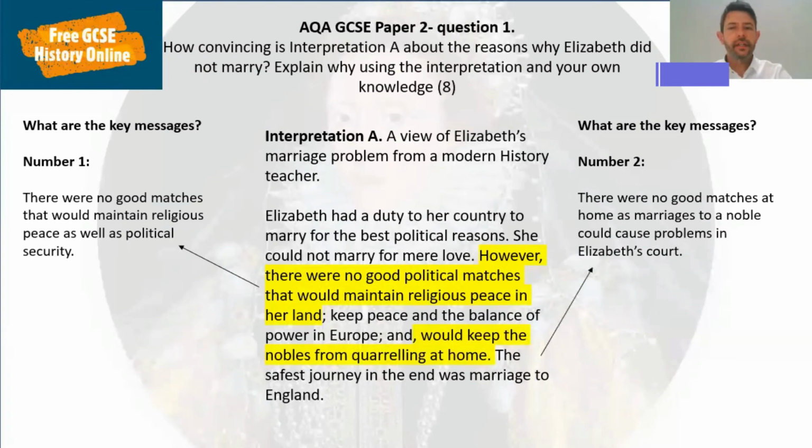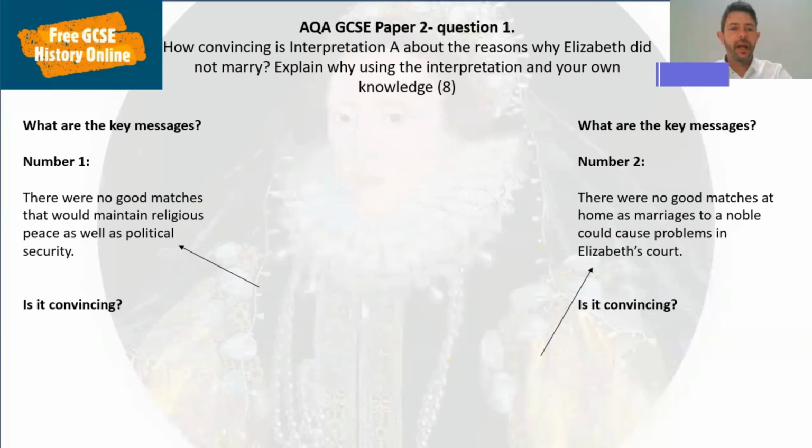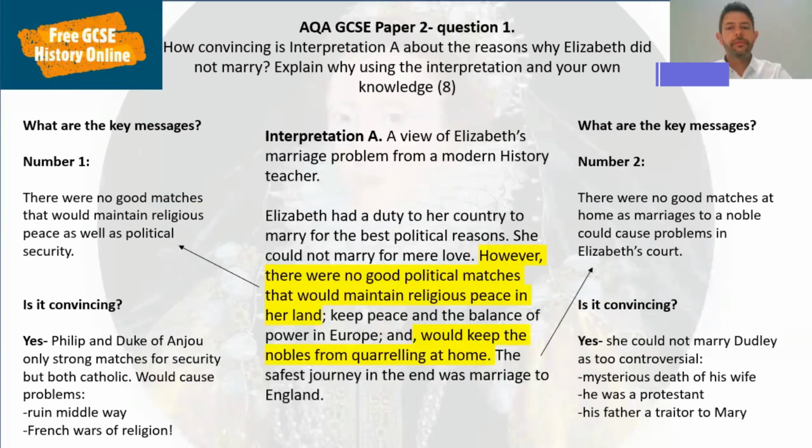So hopefully you had a good think. What knowledge have we got then? For number one, religious peace, obviously. Yes, this would keep religious peace if she didn't marry Philip or the Duke of Anjou, because obviously they were both Catholic. It would ruin her middle way. That's an important bit of knowledge. You can start talking about religion here, the middle way. See how actually we have to draw in other topics into this. We can't just talk about marriage. We can talk about religion or rebellions and wider knowledge. Of course, that wider knowledge about the French wars of religion is important.